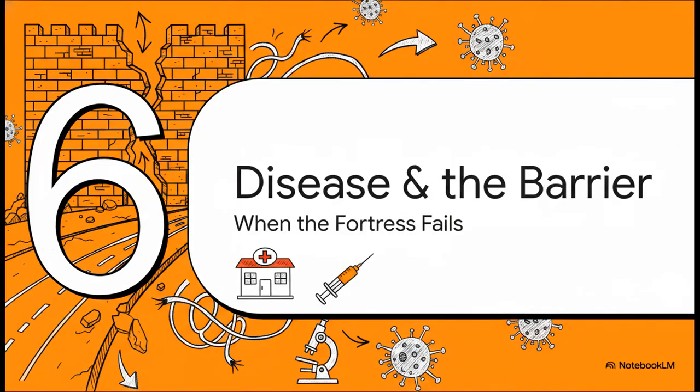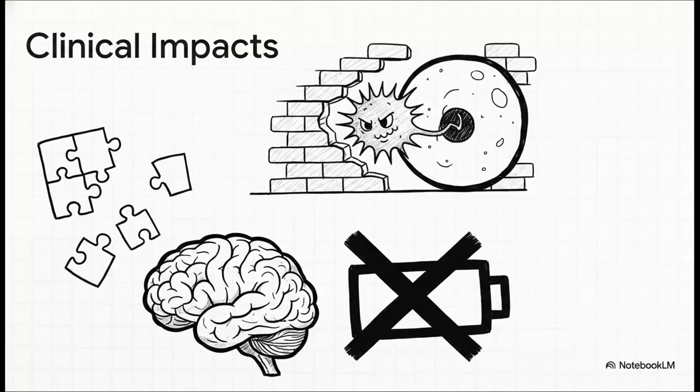Finally, Section 6, Disease and the Barrier. What happens when the fortress fails? Let's see how this builds a clinical picture. First, the barrier isn't totally perfect. Sneaky viruses, like the herpes virus responsible for chickenpox or shingles, can actually bypass the gates, enter spinal cord cells, and hide out from the immune system forever, sometimes re-emerging decades later.